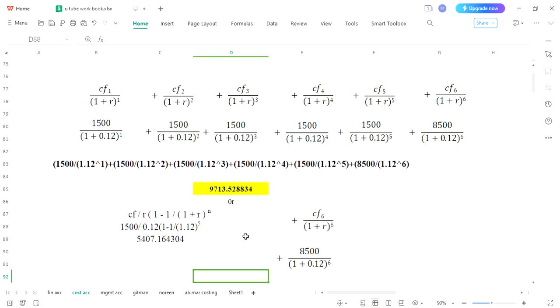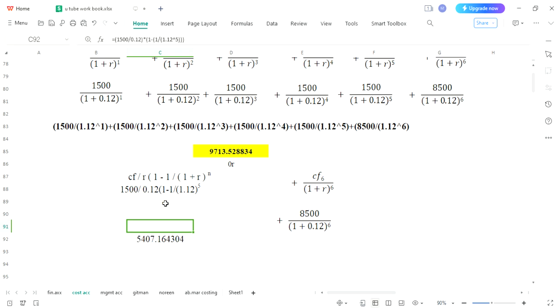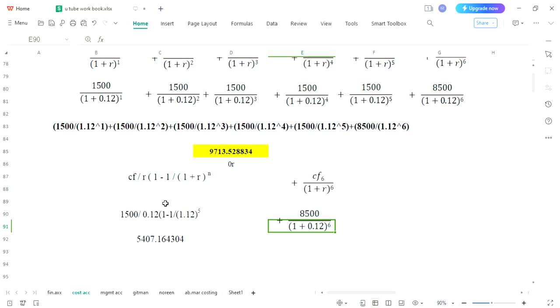So please understand what we are going to do. This value which we have calculated was for the first 5 cash flows, and for the sixth cash flow, as it was different, we are now going to get its answer. 8500 would be divided by 1.12 raised to power 6.